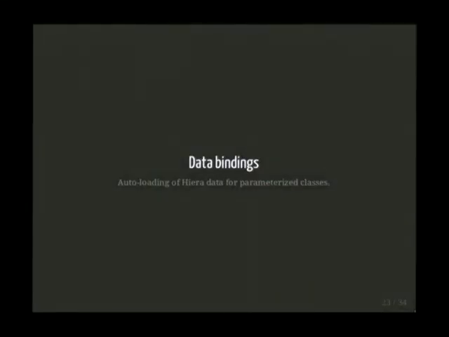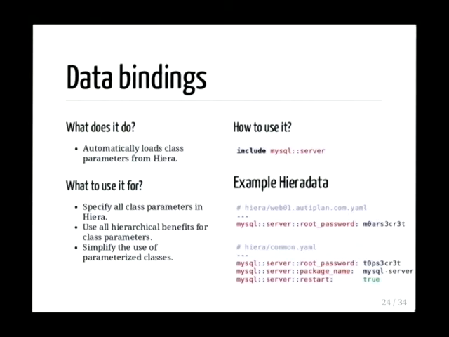So starting with Puppet 3, we've got data bindings. And this, if you have a parameterized class, it can load the values of the parameters straight from Hiera. So we can just include mysql::server in our manifest. We don't have to specify the parameters there, because Puppet will load them straight from Hiera. It will do so under a specific key. So that's a class name, double colon, and the parameter name. So in this case we have mysql::server, and then the parameter name.